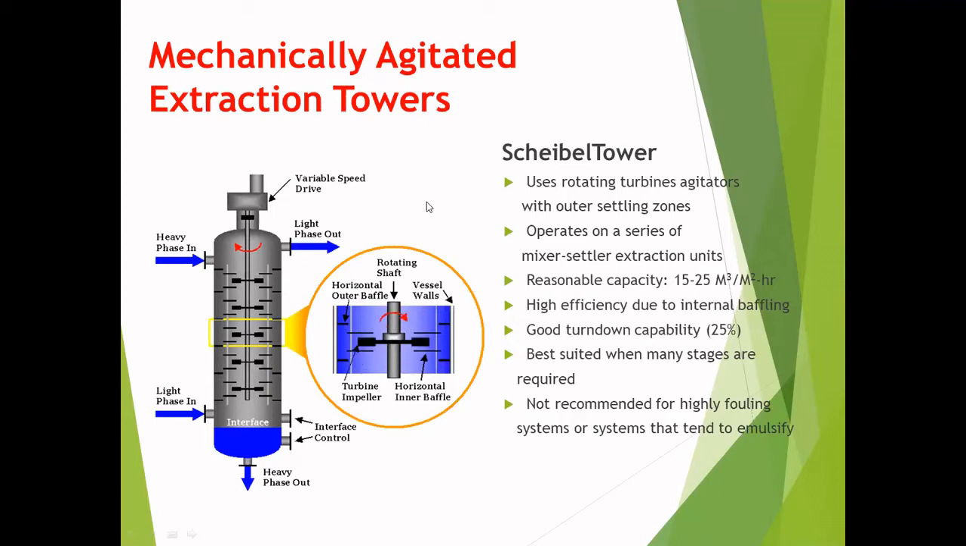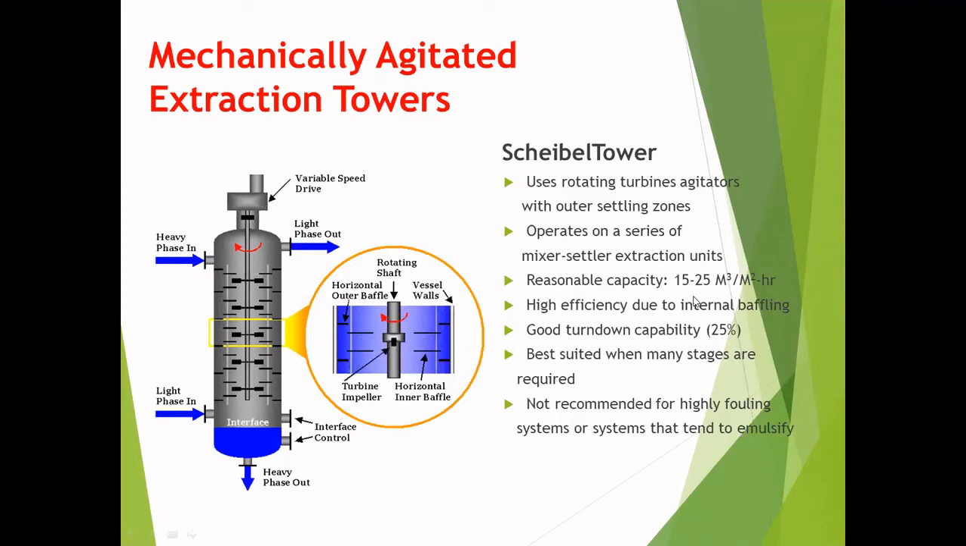So it operates on a series of mixer settler extraction units. Inside your column, each stage is likened to a mixer settler extraction unit, and they are arranged in series, one on top of another. So this one has a reasonable capacity, but not as big as the pulse tower, because we have a bigger capacity for the pulse tower.